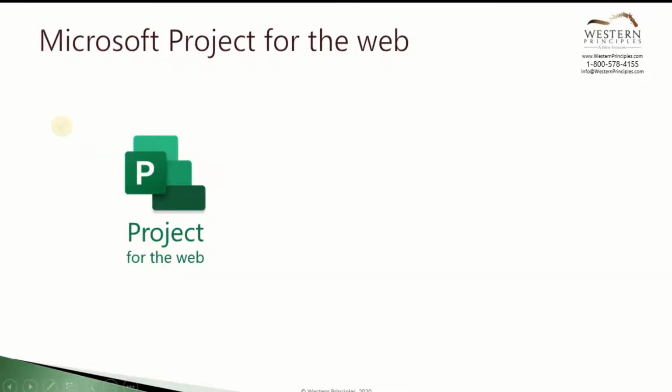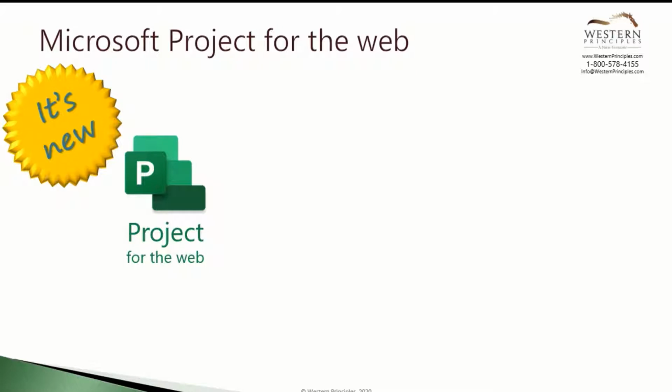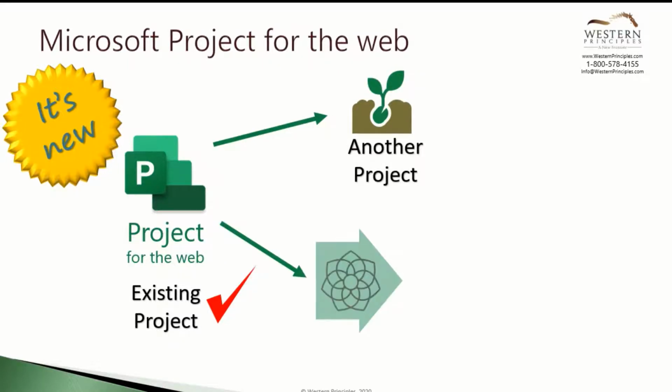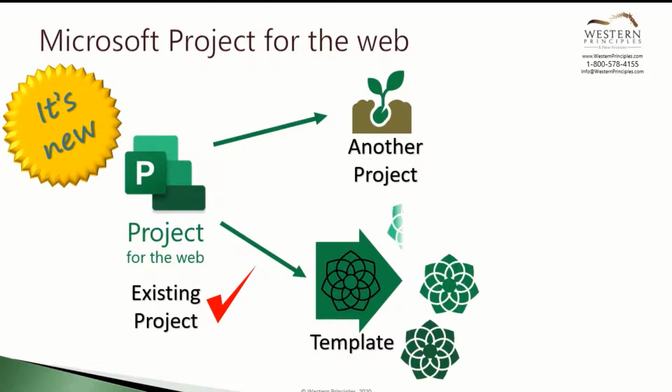Project for the Web is Microsoft's latest project planning and execution system. It's intended to be easy to use and a new way to plan and run a project. Let's say you created a project in Project for the Web and the project went really well, and you simply want to reuse that schedule to accelerate planning for another project. Or maybe you want to use the successful project as a model or template for future projects. How do you do that?